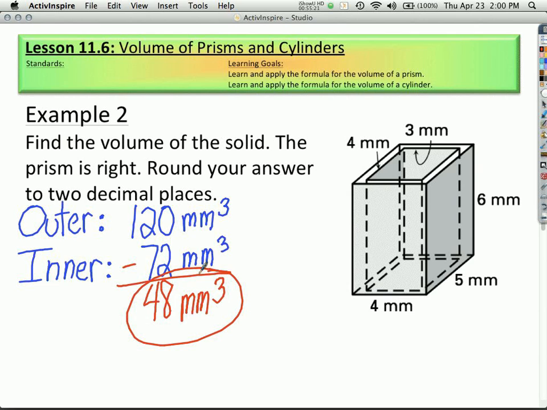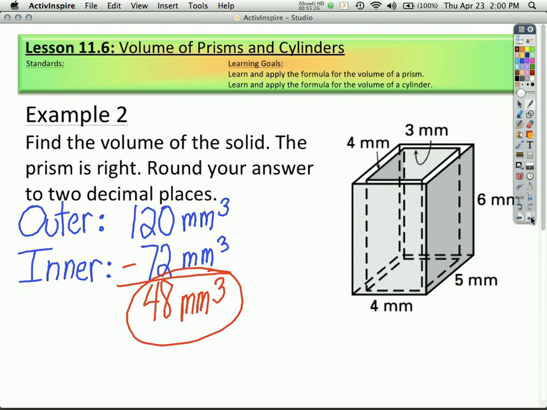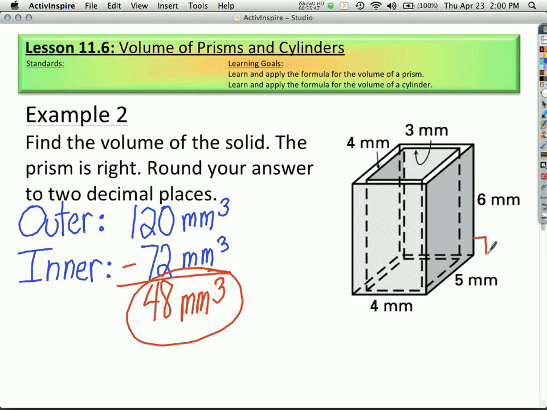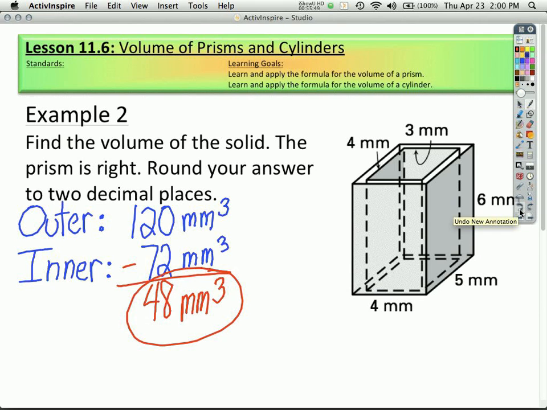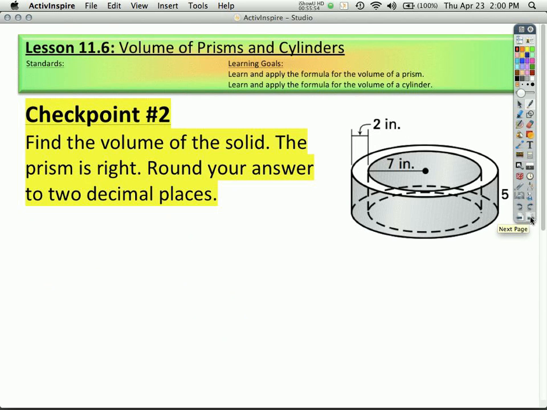Any questions about that? Concerns? Any observations? Go ahead. What does it mean saying the prism is right? Ah, thank you for pointing that out. That's important, because that's going to be really important in a couple of minutes. It means that it's perfectly upright, so that it is forming a 90-degree angle with the ground. Okay? Because you're going to see in a few minutes ones that are called oblique, which is that they're tilted. Okay? Good question.